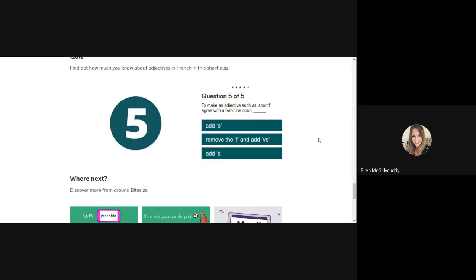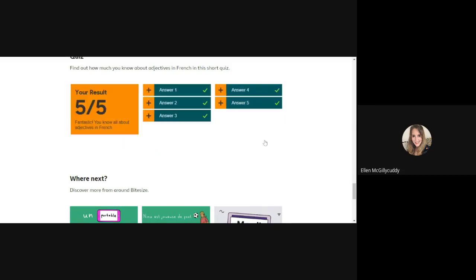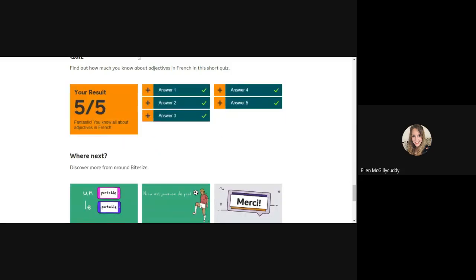To make an adjective such as sportif agree with a feminine noun, this is something you probably don't know, but be aware of it. It's a VE. So sportif changes to sportive. And there you got it. So just a little bit of an idea about feminine and masculine and plural nouns. Just give you an idea and obviously to take some notes.